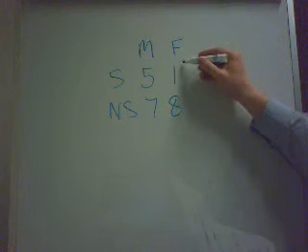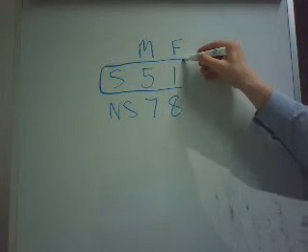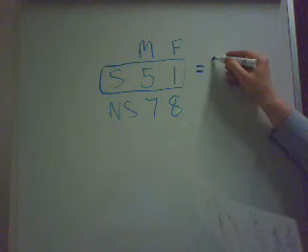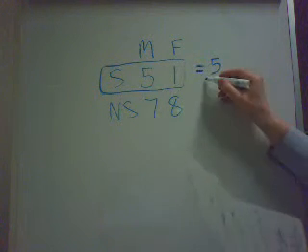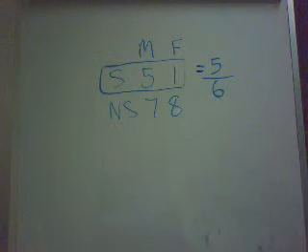And in part A, we're asked what proportion of smokers is male. So we're only interested in this row of data here, smokers, and the proportion that are male is therefore equal to 5, this number of males, divided by the total number of smokers, which is 6.